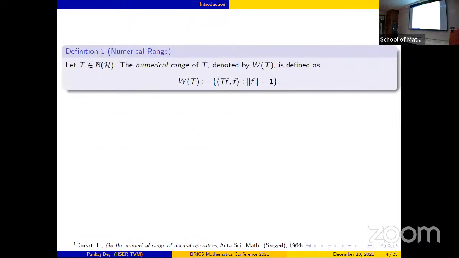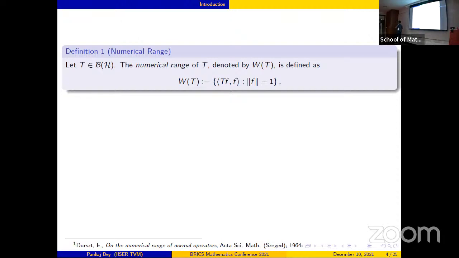So we know that given a matrix A, the quadratic form associated with A is defined as x star Ax. Now, the theory of quadratic forms has been extended to an operator acting on a Hilbert space, which is known as the numerical range. The numerical range is defined as follows: if T belongs to B(H), where H is a complex Hilbert space and B(H) is the algebra of bounded linear maps, then the numerical range of T is defined by the inner products <Tf, f>, where the norm of f is 1.